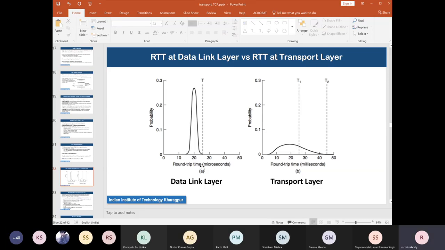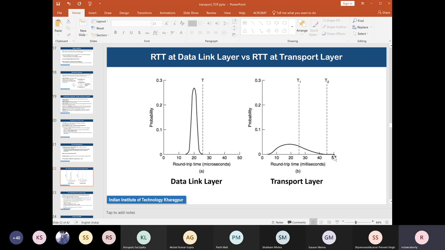Unfortunately, the corresponding curve for the transport layer delays is much flatter and much more spread out, which makes it difficult to set a good timeout interval. So there are two choices. One choice is you move far away to the right of the curve, to T2. If you do that, it is more or less guaranteed that you won't have too many issues.